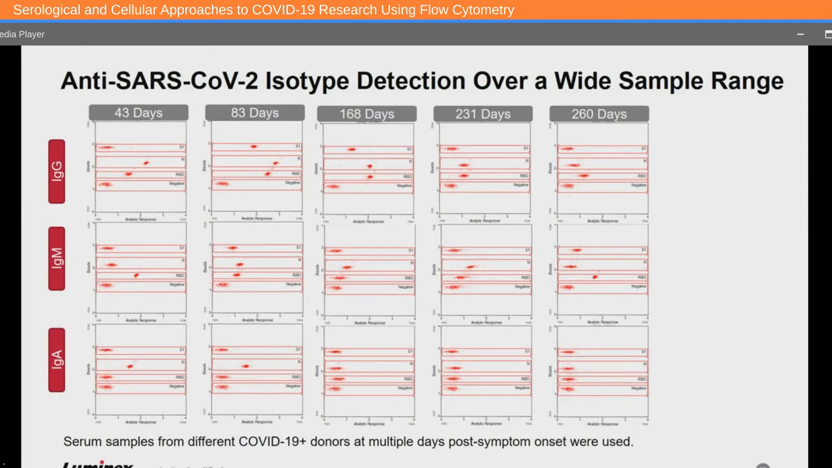One can see these effects more visually for antibody isotype detection in a range of samples from 43 to 260 days. And what one notices is that while we see IgG antibodies against the different antigens over the full span of samples that we are observing, IgM and IgA antibodies are observed in fewer samples, and this declines as the sample ages.